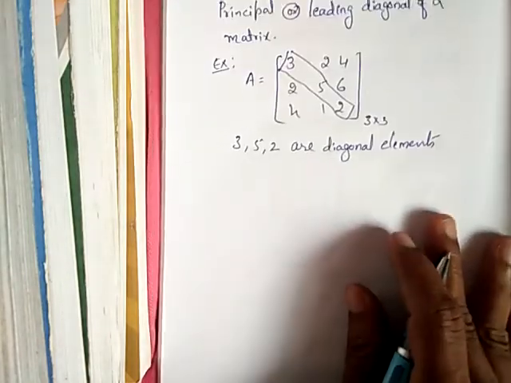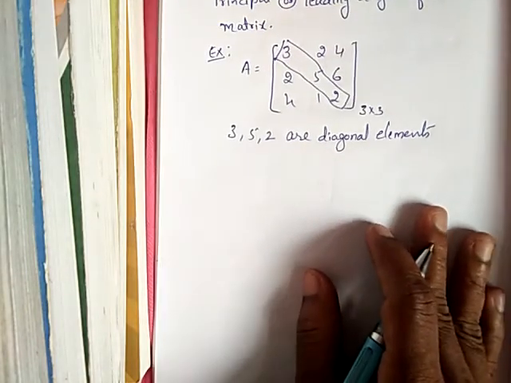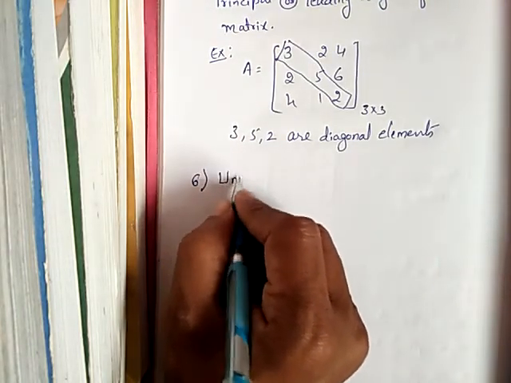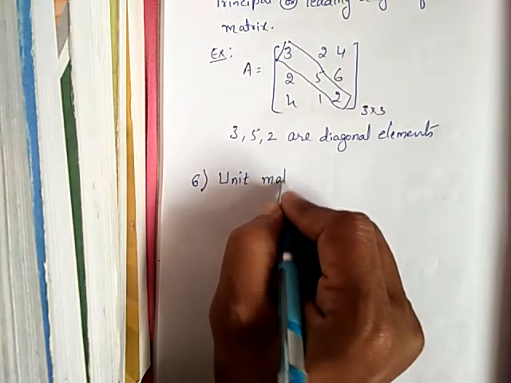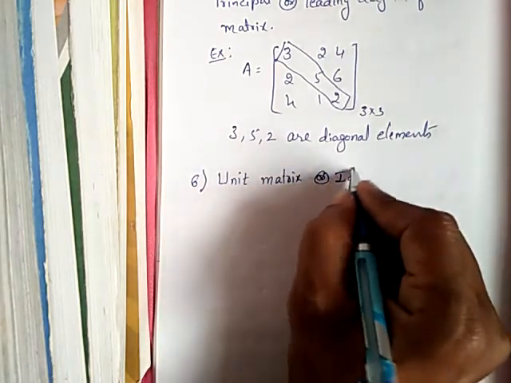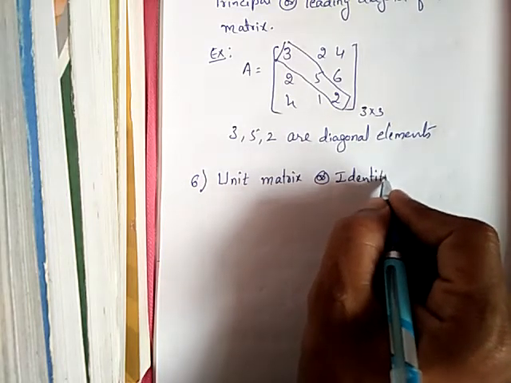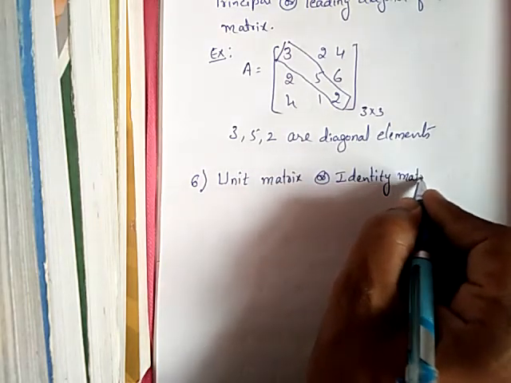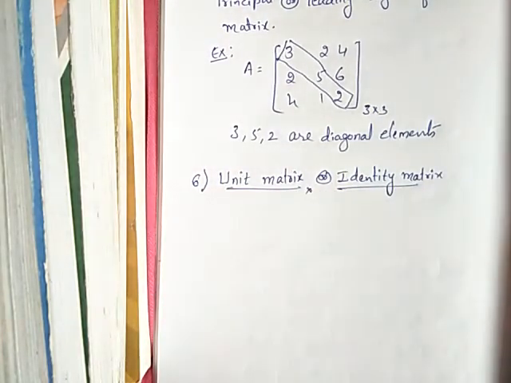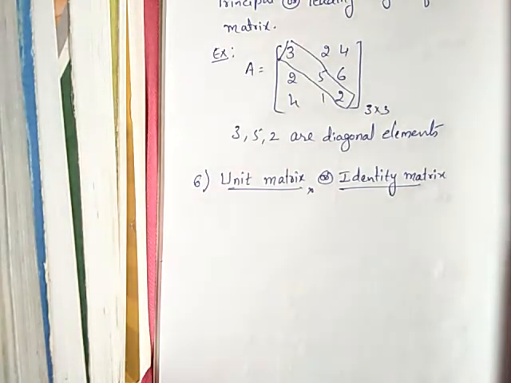Okay, so at last we will go to the sixth one. What is that sixth one? Unit matrix or identity matrix. Did you remember, what is the meaning of this one? Unit matrix or identity matrix, both are the same.